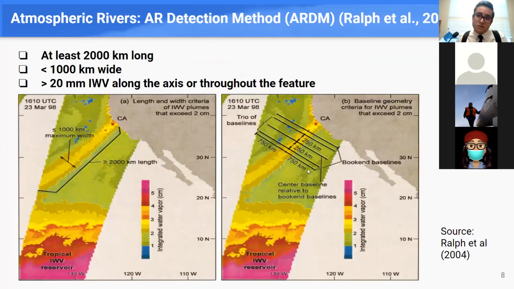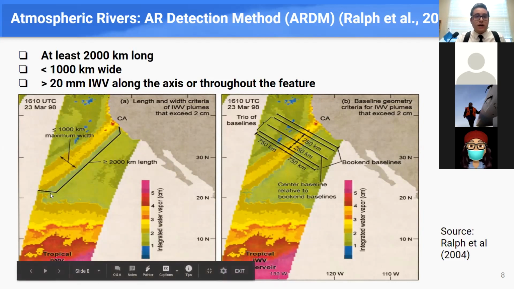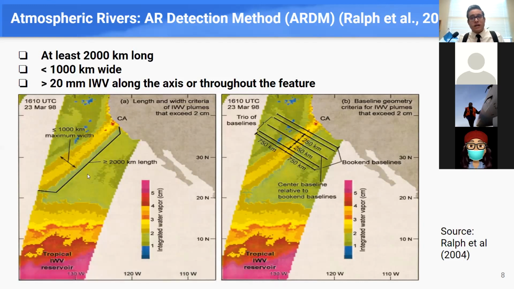So what is the criterion to define if there's a river or not? Well, Ralph et al. defined a certain criterion that has been modified over the years, but roughly it still conserves the same essence as in 2004: it has to be at least 2,000 kilometers long, as I'm pointing here, and less than 1,000 kilometers wide. If it's too wide, it's no longer considered a river. And it has a threshold of minimum IWV, a minimum precipitable water, minimum water vapor content along the axis or throughout the feature. Anything that doesn't satisfy these three criteria is not considered an atmospheric river.